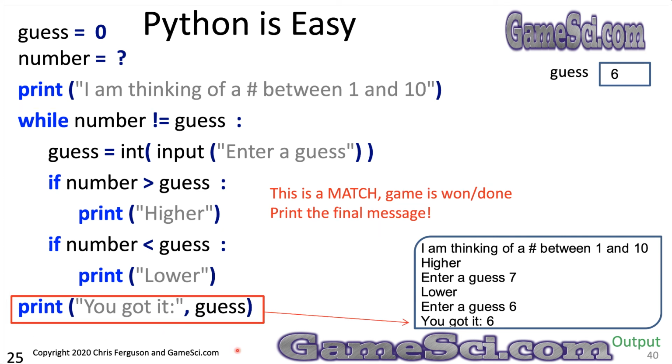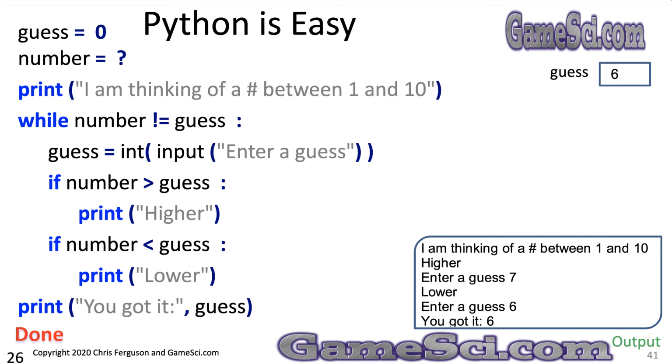Print you got it, and you got it shows up on the screen. And it prints out your last guess just for good measure. And again, this is inside double quotes, so it shows up exactly as you see it on the screen. This is outside of quotes, so I want the contents of the variable guess. I want the 6 in this variable to show up on the output, and there's the 6. And our game is done. It is won. We are victorious in our very difficult game of guess a number between 1 and 10.